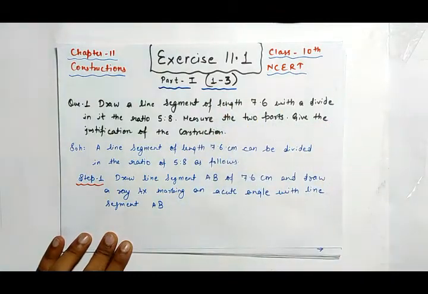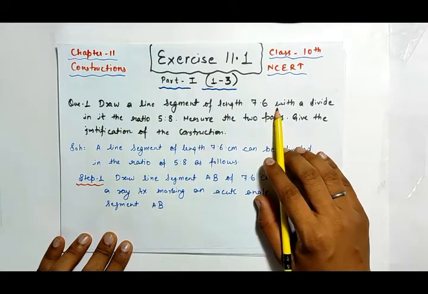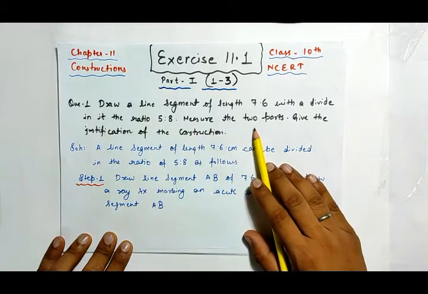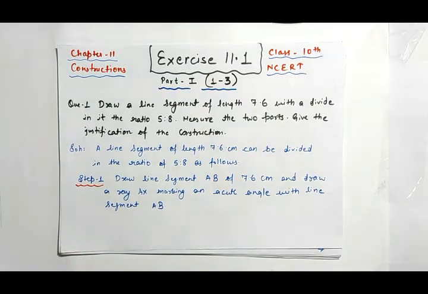So let's start with the very first question, that is question number 1. It says draw a line segment of length 7.6 cm and divide it in the ratio 5:8. Measure the two parts, give the justification of the construction. So here we have to draw a line segment of 7.6 cm. Let's start with the solution part.